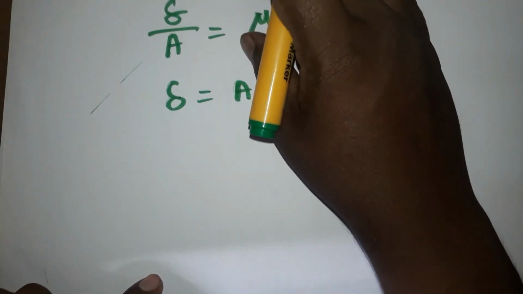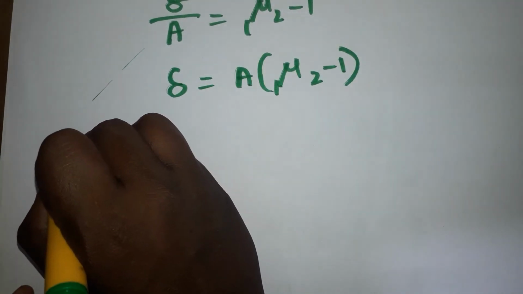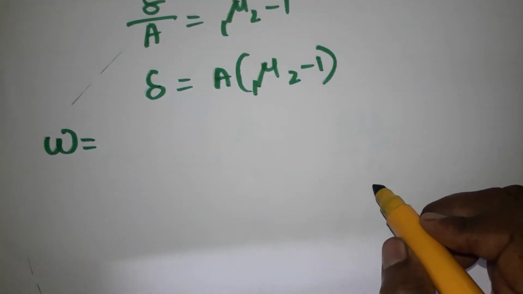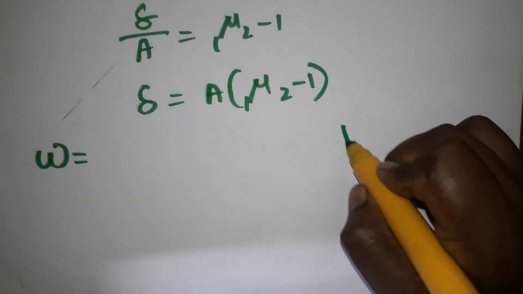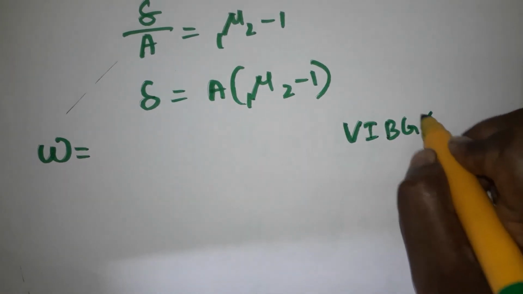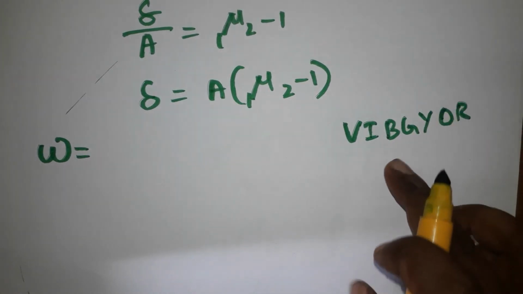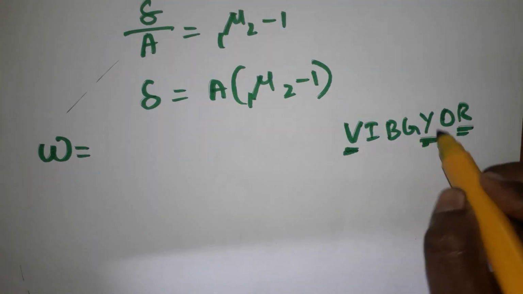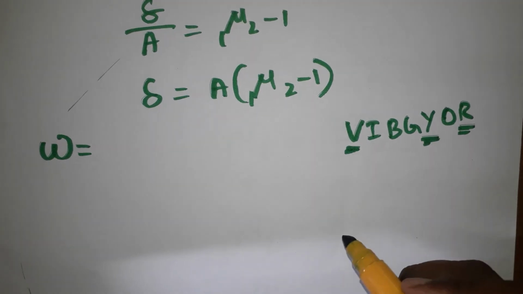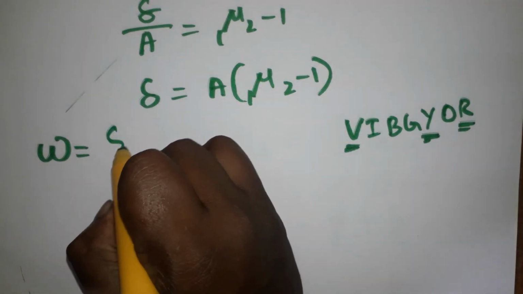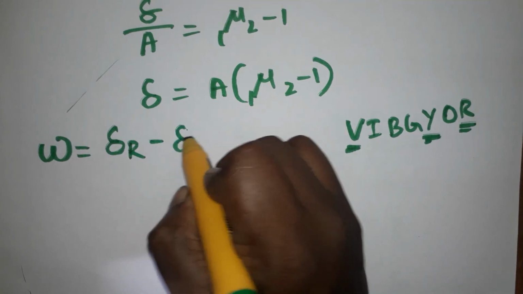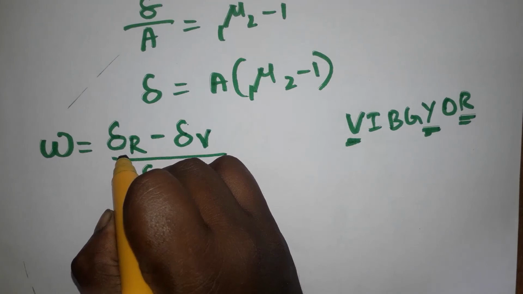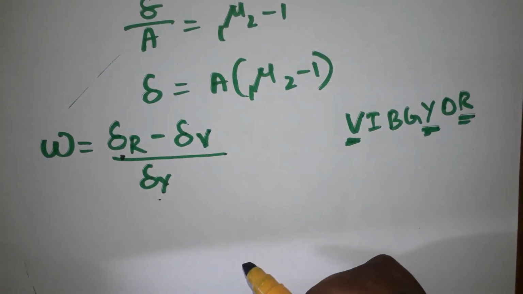And the next thing, dispersive power. Dispersive power we can take as omega. So we know the colors VIBGYOR. I have taken one of the least values, one of the most values, and the center. The center is not green; according to the wavelength, yellow will be the center. So like that I have taken the deviation of red minus deviation of violet divided by deviation of yellow: maximum, minimum, and center one.